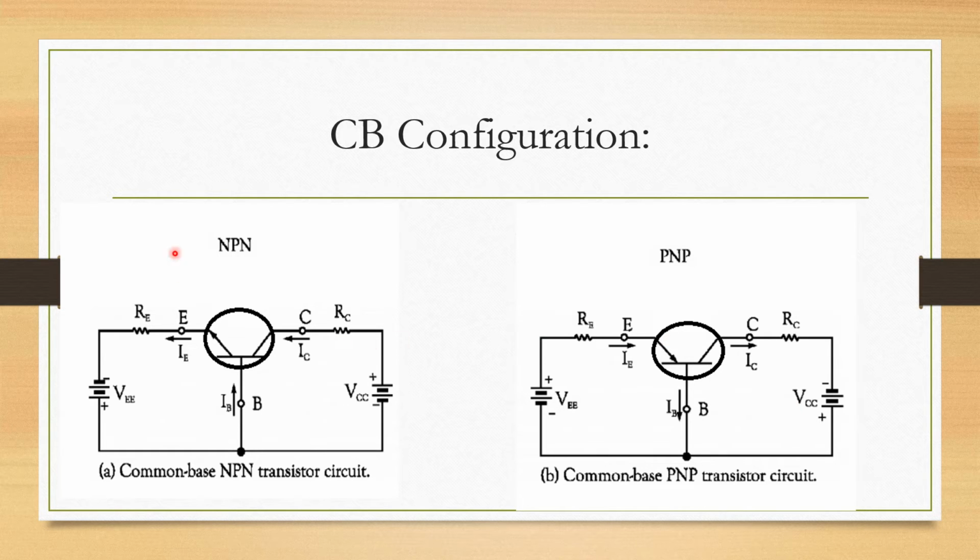Here we have two kinds of common base transistors. One is NPN and another is PNP. The difference between the two is observed over here. The arrow in NPN is towards the emitter, whereas the arrow in PNP is towards the base. And another difference is their biasing, the supply voltage. Okay, so this is the CB configuration.